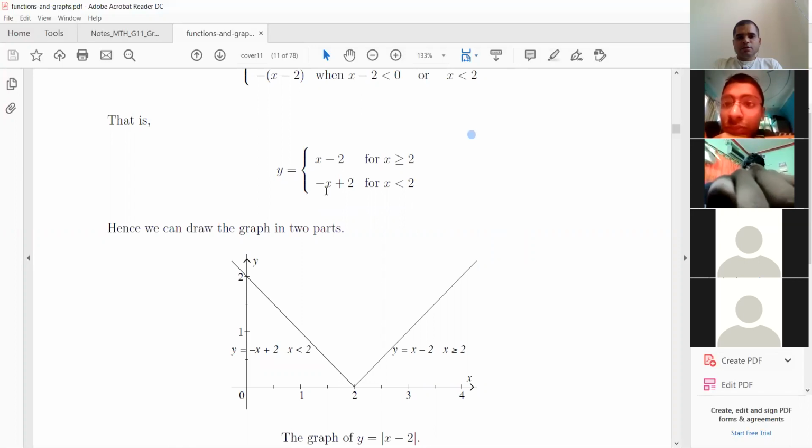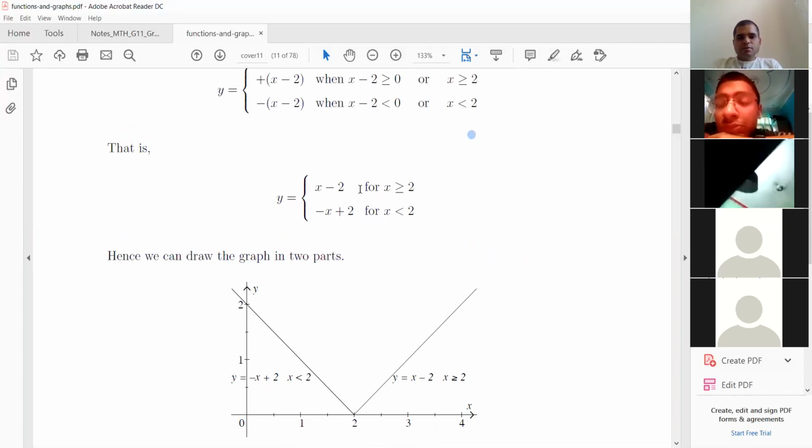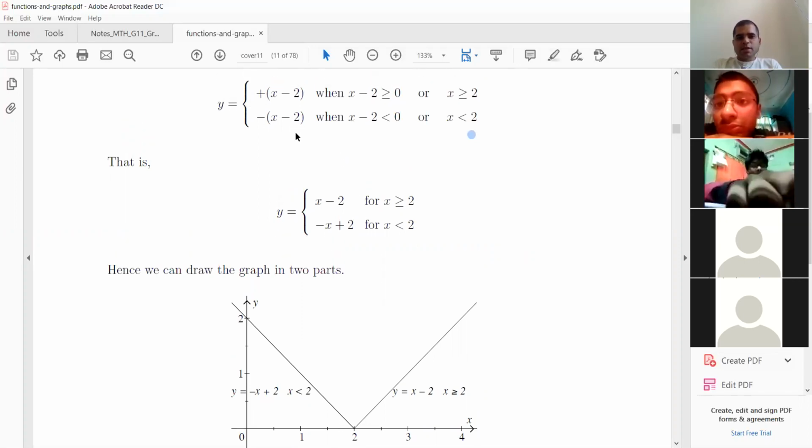And y is equal to minus x minus 2, what does it mean? Minus x minus 2 means minus x plus 2. The bracket will open, so it will become like this, minus x plus 2. And the sign will change. This is for x less than 2.